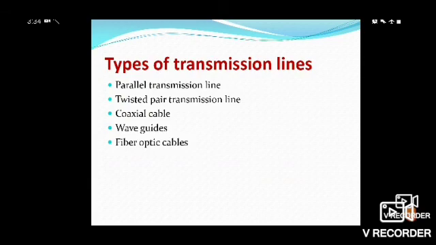And I have told about the types of transmission lines. There are a number of them, but primarily the first type is the parallel transmission line, the next one is the twisted pair transmission line, the third one is coaxial cable, the fourth one is waveguides, and the fifth one is fiber optic cables.